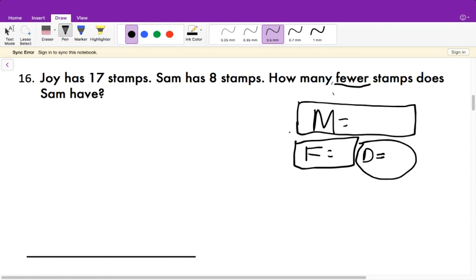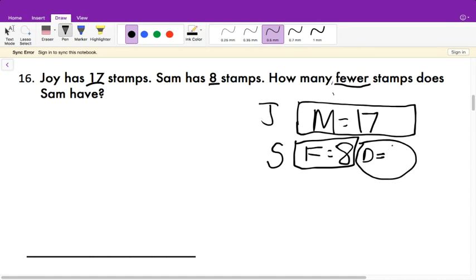So I need to look and see who has more stamps here. Joy has 17 and Sam has 8. 17 is more than 8, so that lets me know that Joy should go on the top and Sam should go on the bottom. It says Joy has 17, so I'm going to write 17 for M. And Sam has 8, so I'm going to write 8 for F.